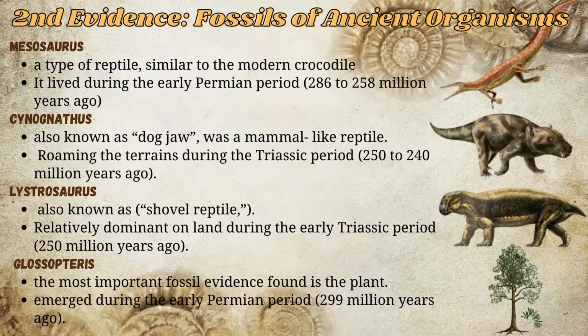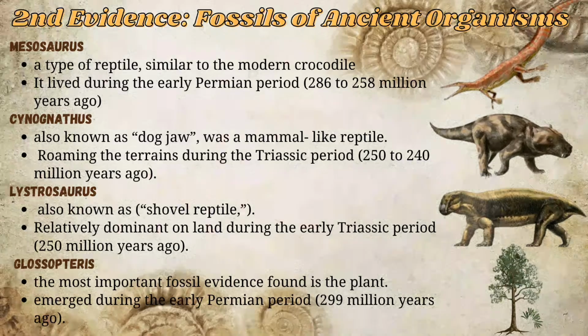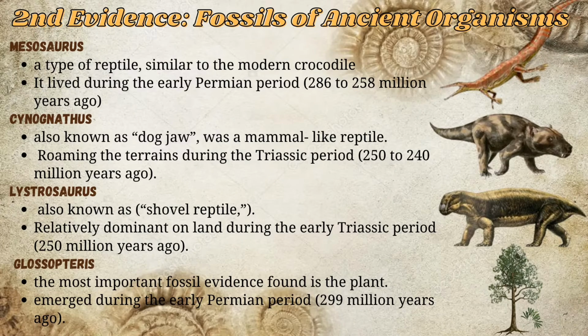Lystrosaurus, also known as shovel reptile, was relatively dominant on land during the early Triassic period 250 million years ago. Glossopteris, the most important fossil evidence found in the plant, emerged during the early Permian period 299 million years ago.